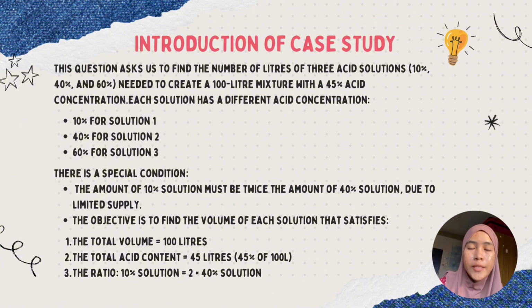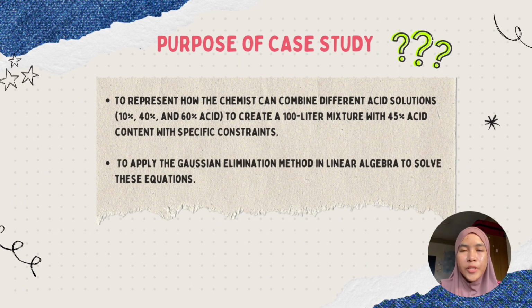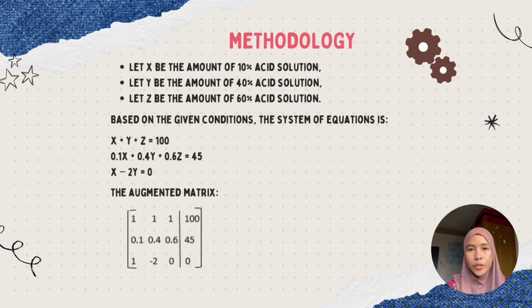the total volume is 100 liters. Second, the total acid content is 45% of 100 liters, and the amount of 10% solution is twice the amount of 40% solution. The purpose is to represent how the chemist can combine the 3 different acid solutions to create a 100-liter mixture with a 45% acid content with specific constraints, and to apply the Gaussian elimination method in linear algebra to solve this equation.